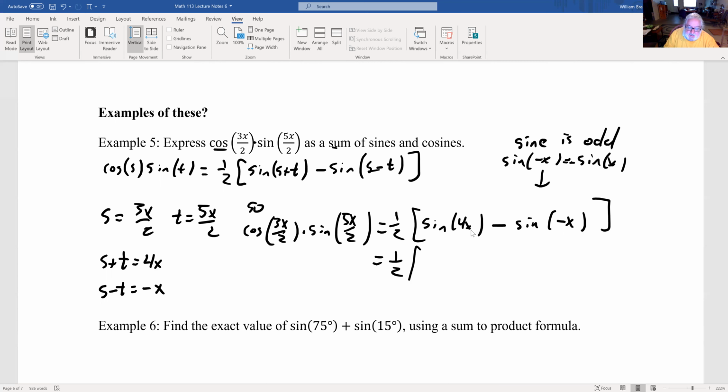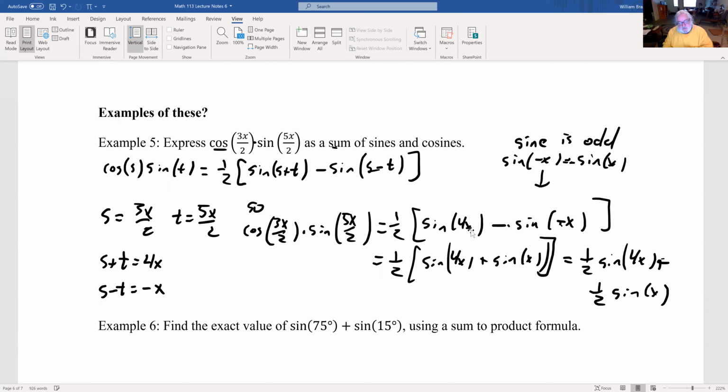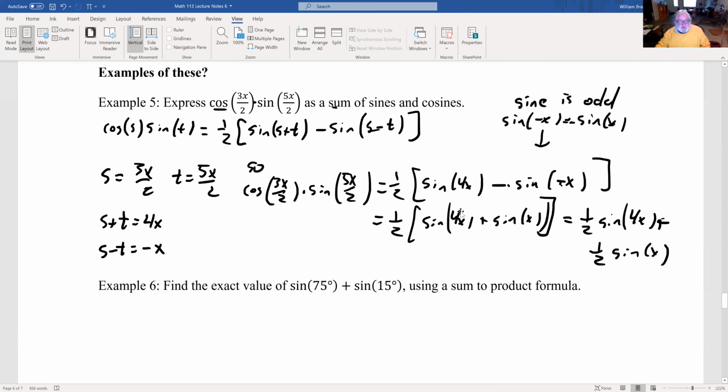So 1/2 sine of 4x. Odd functions basically means you can take the minus sign that's inside the function and take it out. This minus sign times that minus sign will just give me a plus. And then just rewriting it after I distribute the 1/2, plus 1/2 sine x. So sometimes dealing with addition is easier than dealing with multiplication. Sometimes dealing with multiplication is easier than dealing with addition.